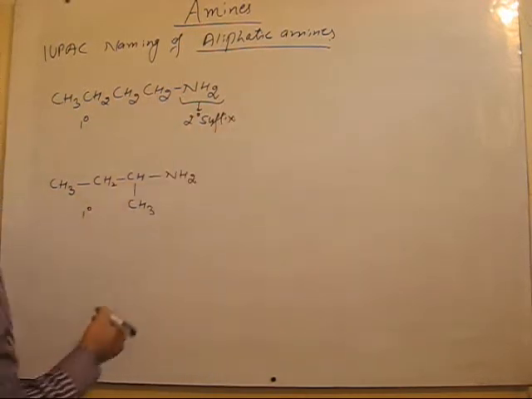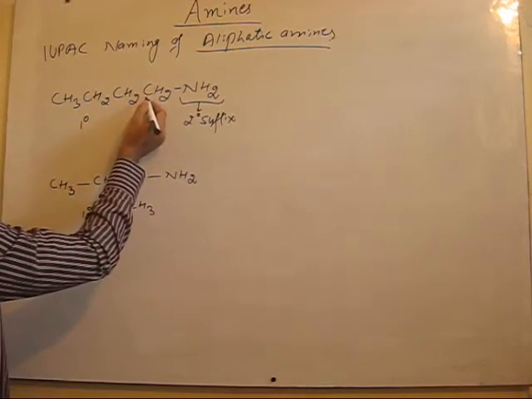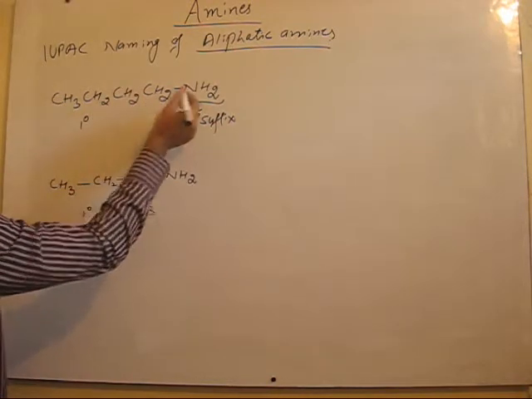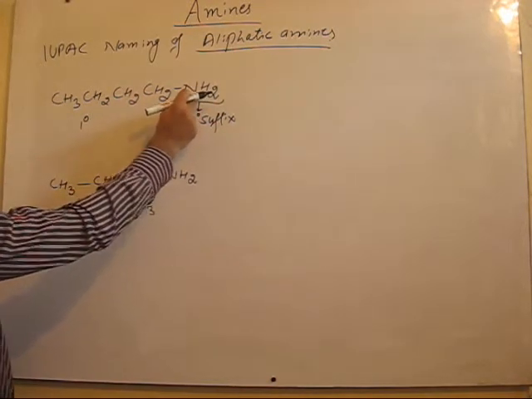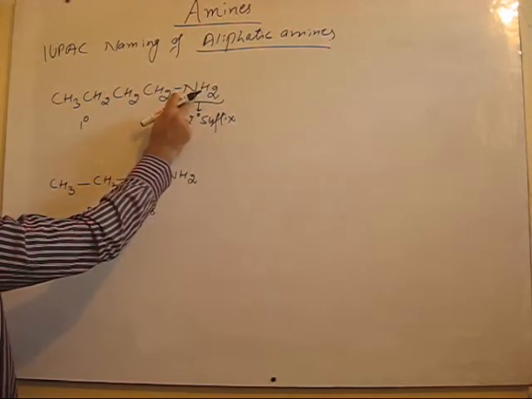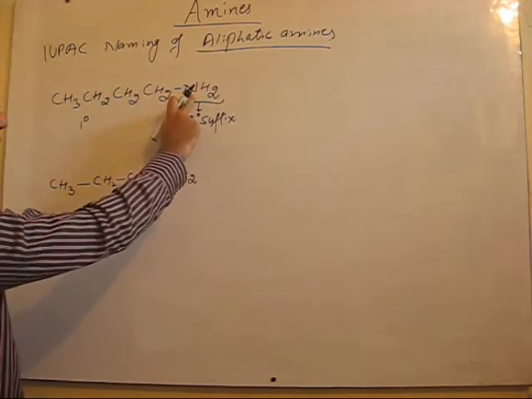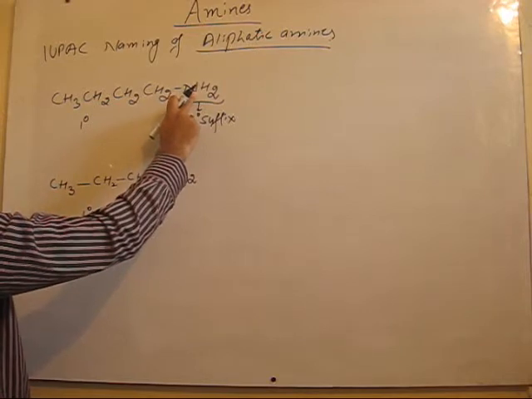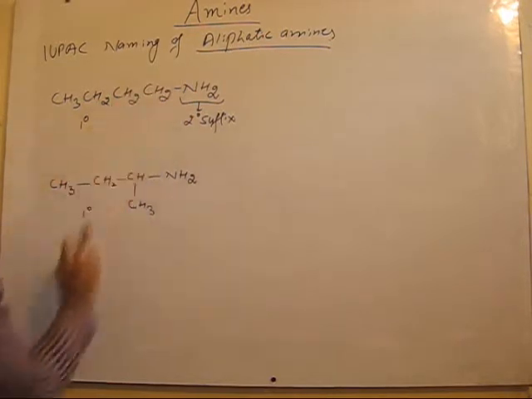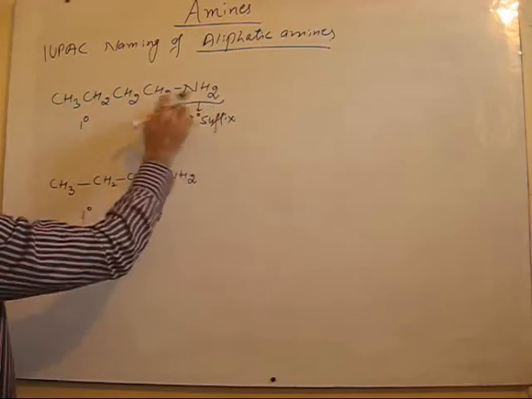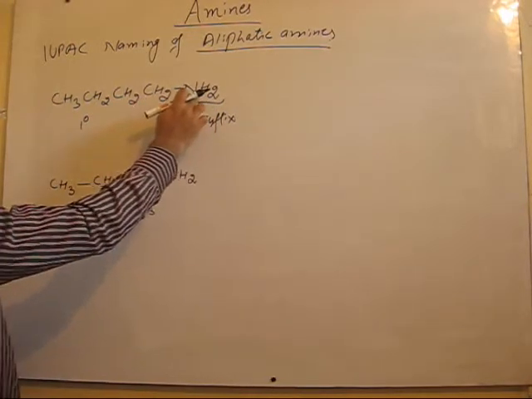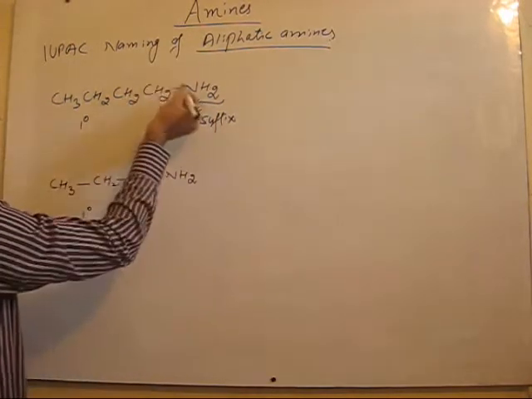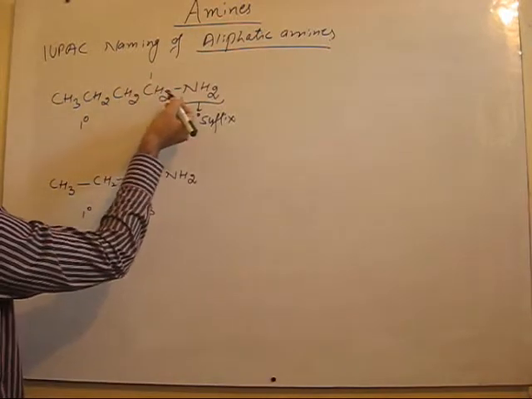So obviously the numbering will start from the carbon which will give the lowest number to the NH2, because this is a functional group which does not contain carbon in it. So it's not necessary to always start numbering from the carbon at which it is attached. Though we have to give the lowest number to the carbon to which this functional group is attached. So it is present at the end carbon in this case.